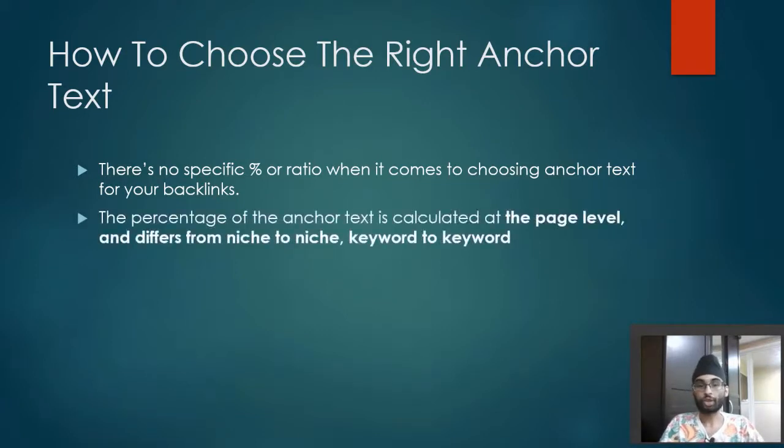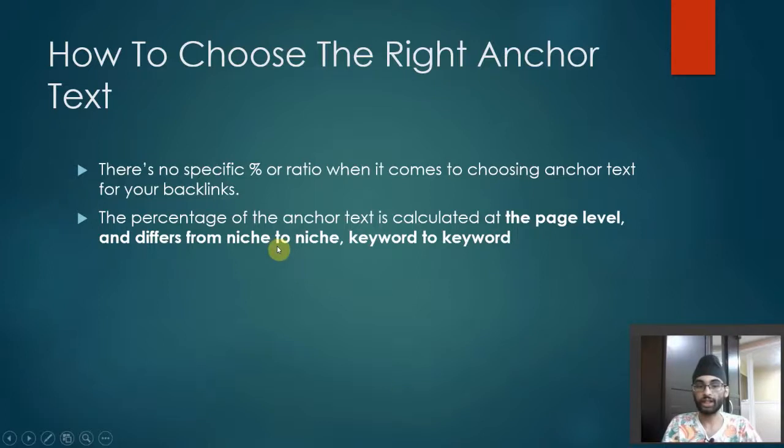The percentage of anchor text is calculated at the page level and differs from niche to niche, keyword to keyword. This is very important to remember: the anchor text percentage is calculated first at the page level. So let's say your local SEO guide page's anchor text ratio will be different from your technical SEO guide page. Different pages will contain different anchor text ratios.